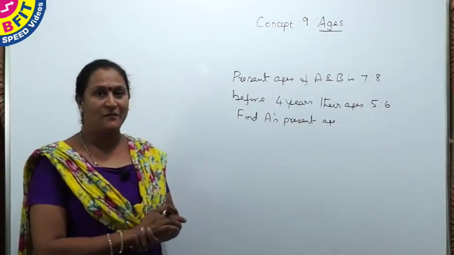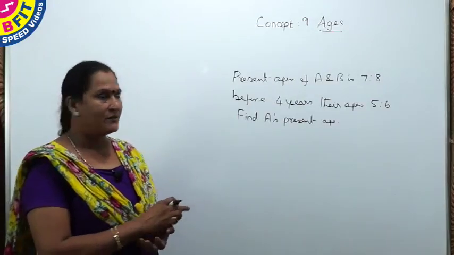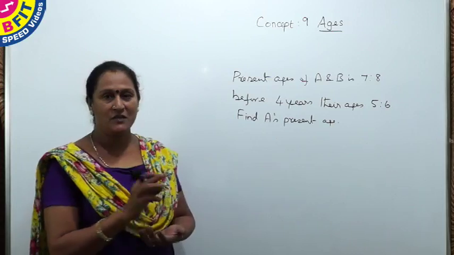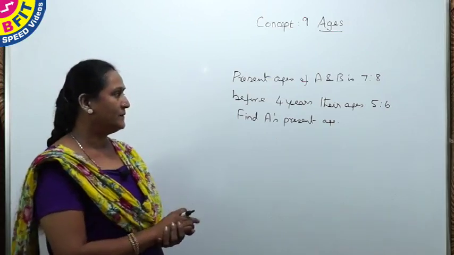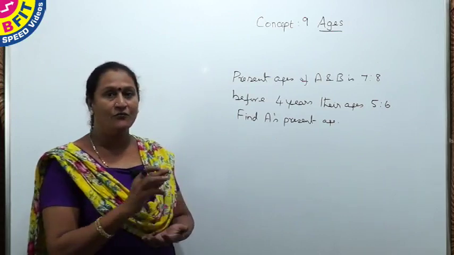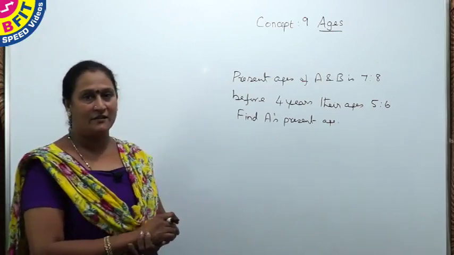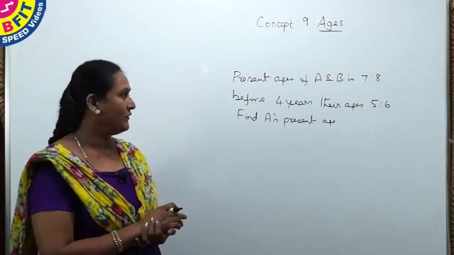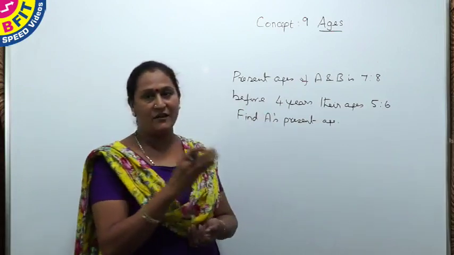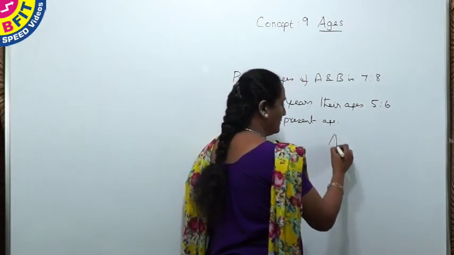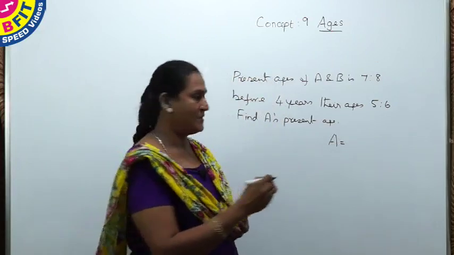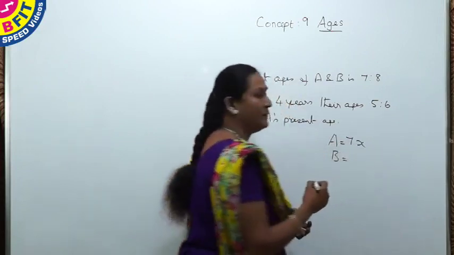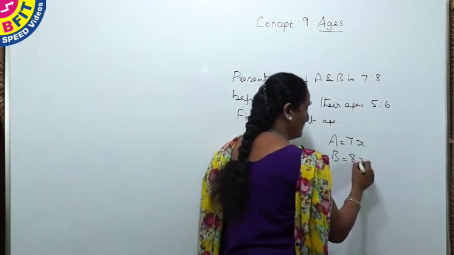Let us see an example of working out an ages question. The question here is: present ages of A and B are in the ratio 7:8. Before 4 years, their ages were in the ratio 5:6. Find A's present age. So we have the present ages ratio given and the past ages ratio given. Present ages of A and B is 7:8, which means A's age is 7 parts, so we'll take it as 7x, and B's age is 8 parts, 8x.